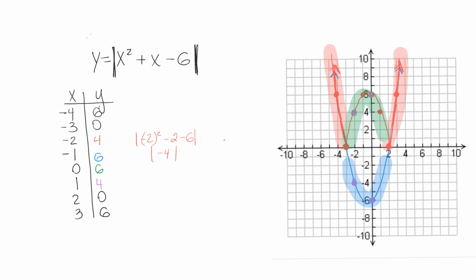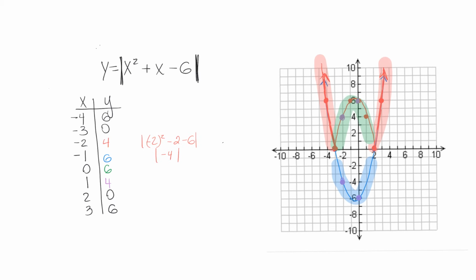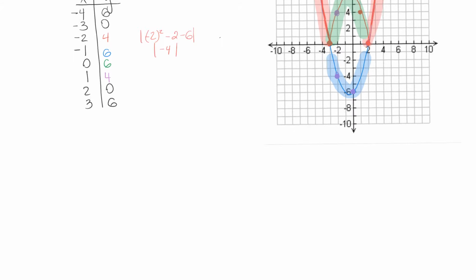All right, so if we keep that in mind, we don't have to do a table of values the whole time. We know the x-intercepts don't change. We know the positive areas stay the same. It's just this negative area that we needed to flip. So we can be smart about this and be a little bit more efficient. Let's look at another one real quick.